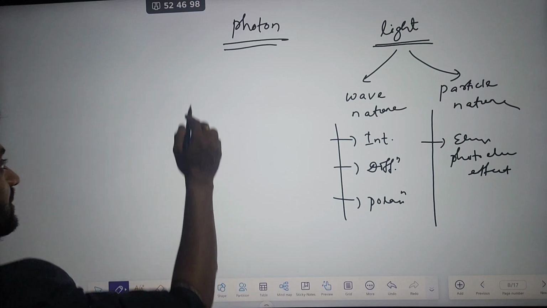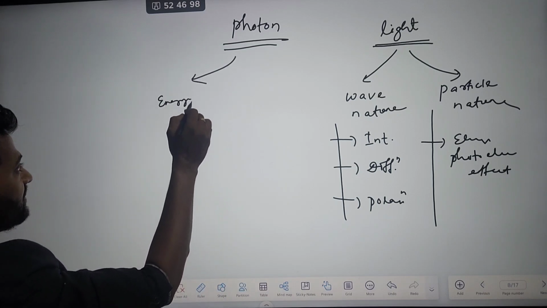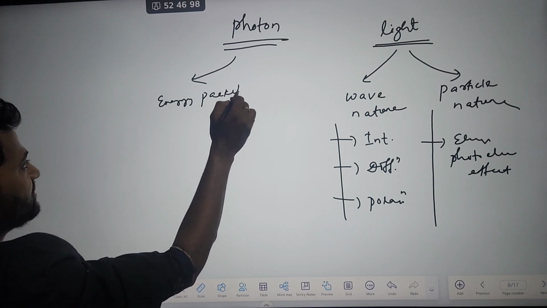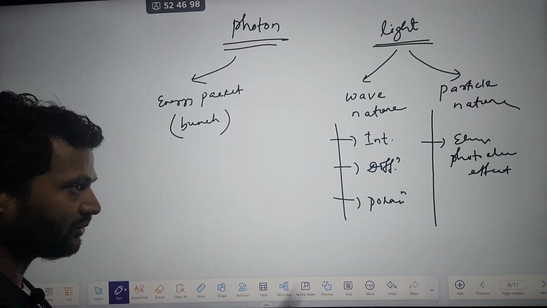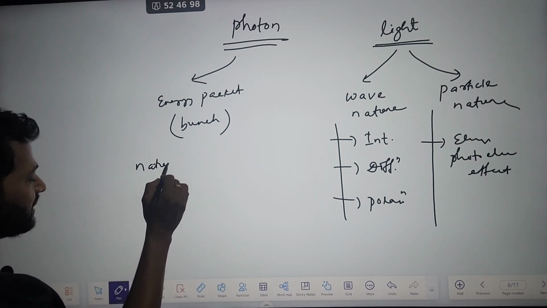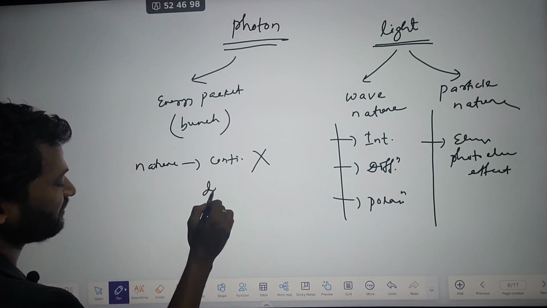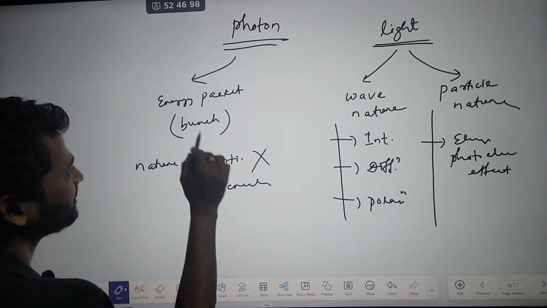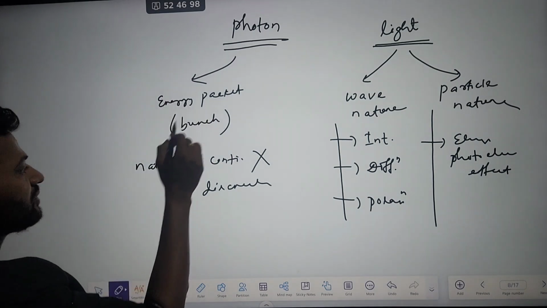and polarization. So coming to the photon, what is a photon? It's an energy packet, a bunch of energy packets of light, and it's an electromagnetic wave. But the nature of that electromagnetic wave is not continuous. It is in the form of discrete. Discrete means it's like a packet kind of thing. That is called discrete.